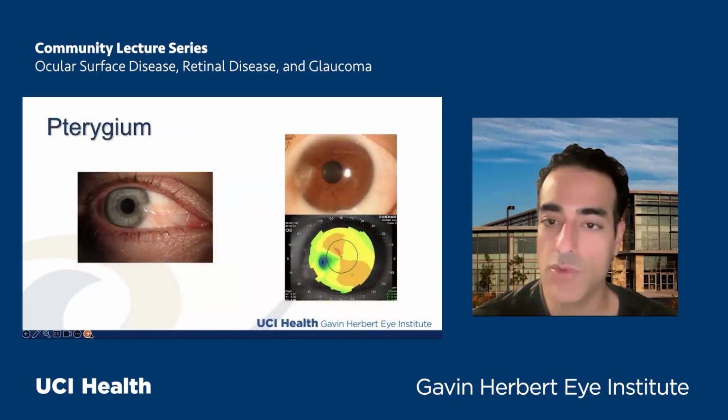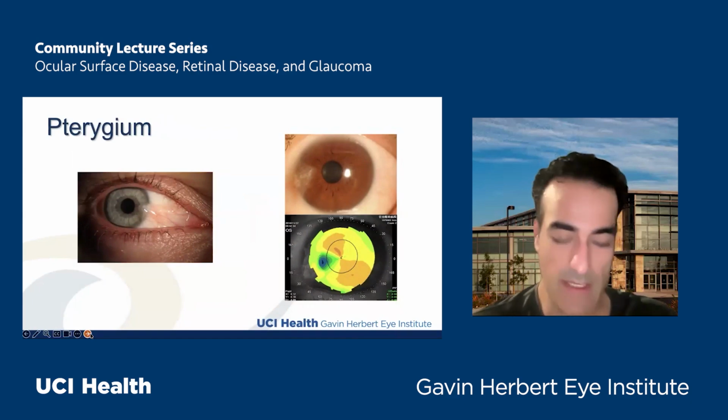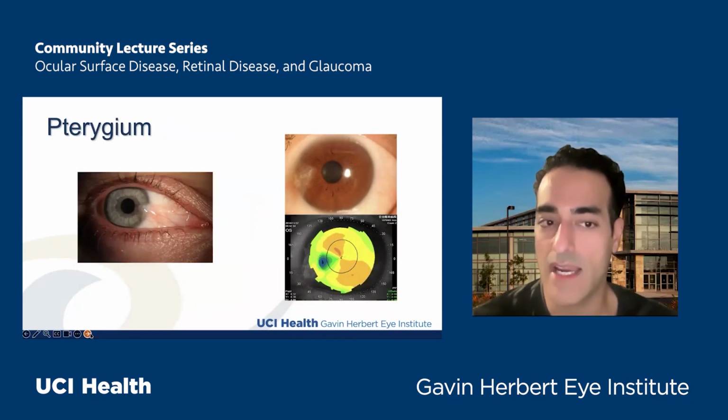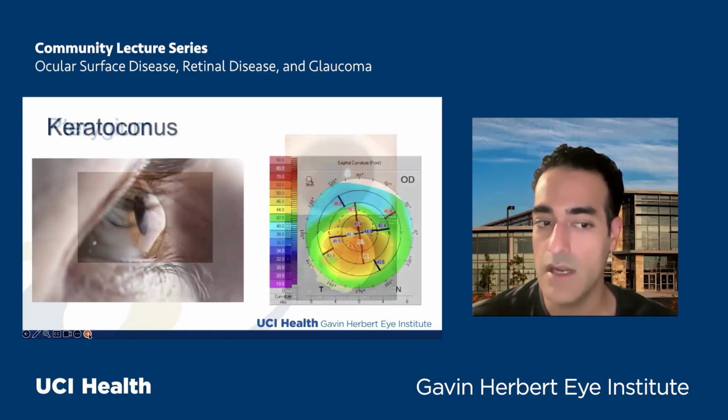Pterygium, this is another common condition we see here in Southern California in relation to UV light and dryness and kind of genetics. This is another condition you can see here that can affect the overall surface of the cornea when it comes to cataract surgery. Very important that we normalize that so our measurements are improved. So we basically remove this and then take a graft from another part of the white of the eye to cover that. And then we could proceed with cataract surgery after.